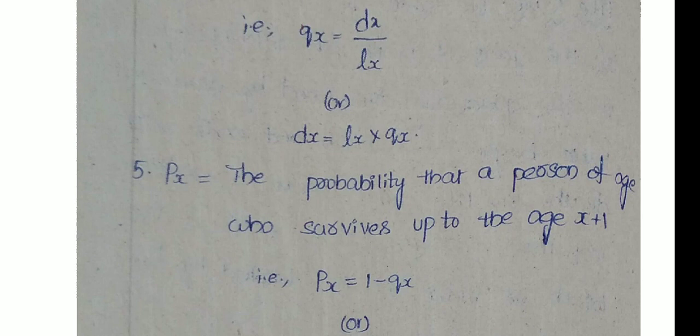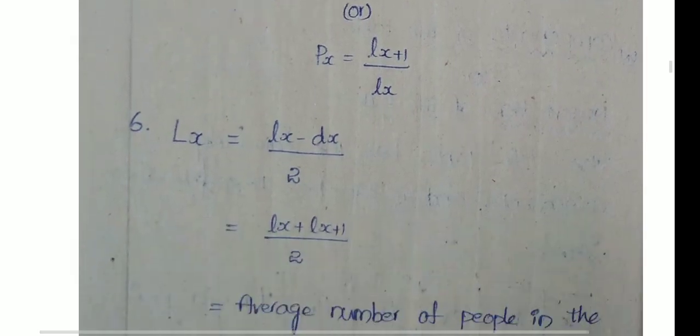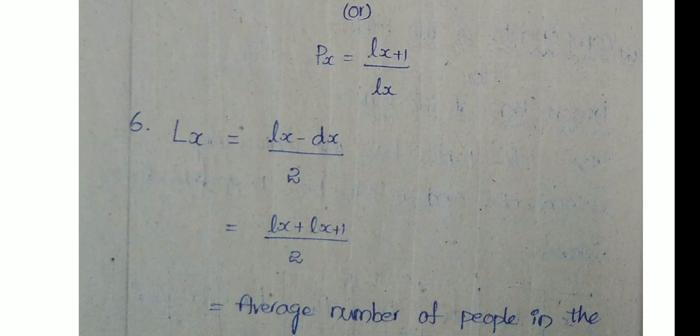px is also a probability. It is the survival probability, that is, the probability that a person of age x survives up to age x plus 1. Formula: px is equal to 1 minus qx, or px is equal to lx plus 1 by lx.